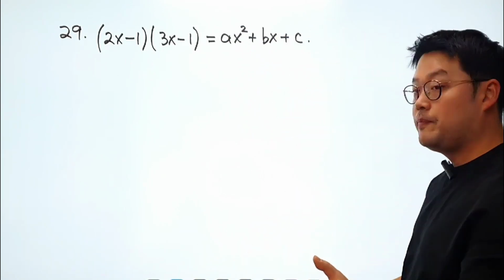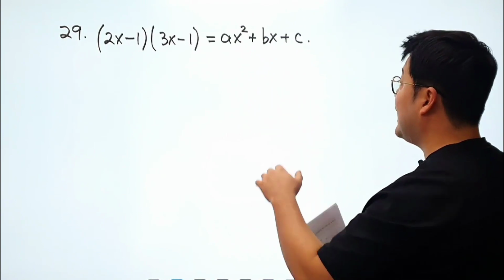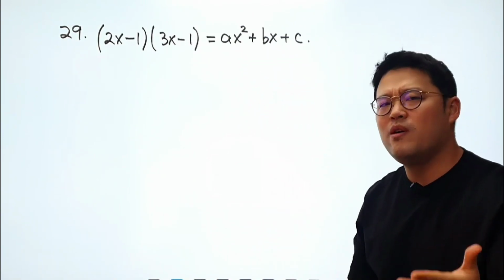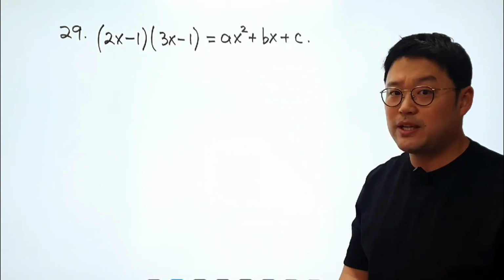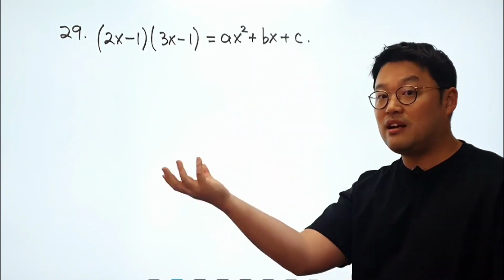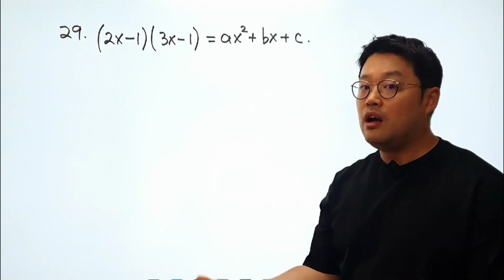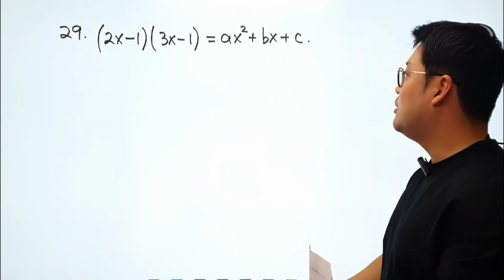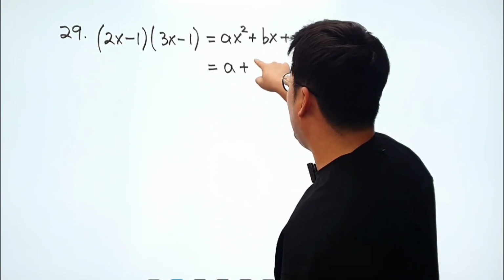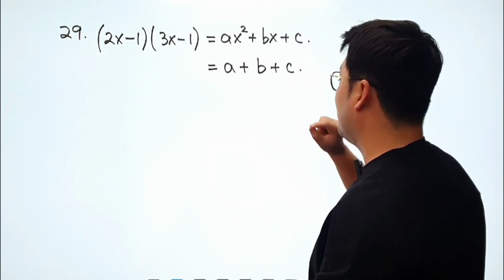Okay, so check this out. I got x equals 1. I got to set x equals 1 to figure out a plus b plus c, the sum of coefficients of certain polynomial expressions. In order to find out the sum of those numbers that are right in front of all those variables, I got to plug in x equals 1. So if you plug in x equals 1, then we get a plus b plus c.